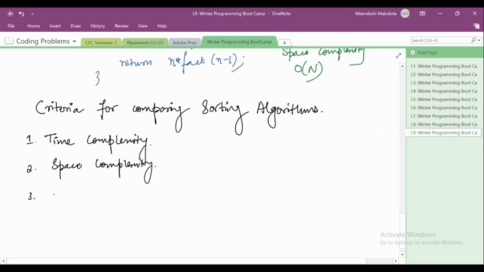Now, let us look at and understand another term, which is in place. Does anyone know what is in place? What do you mean by a sorting algorithm being in place?